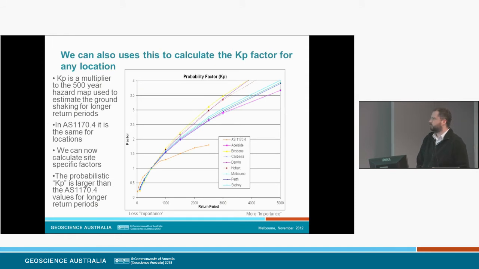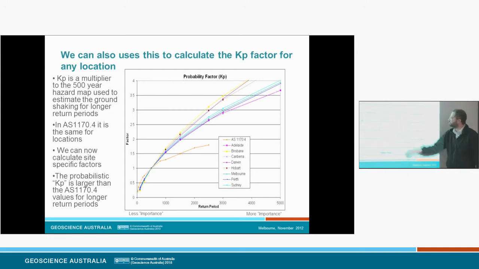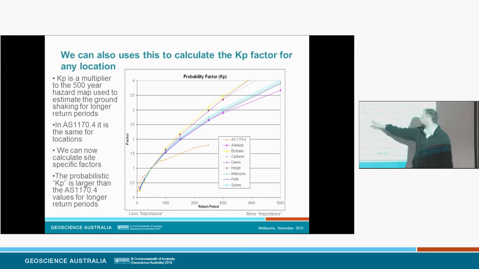Now, what they do in the building code is they don't have a different hazard map for each type of building importance. Instead, they take the 500-year hazard map and multiply it by the probability factor, the KP factor, to look at what the ground motion would be at a longer return period. So what we're going from here is less important buildings to more important buildings. The orange curve here is what's currently in the building code.